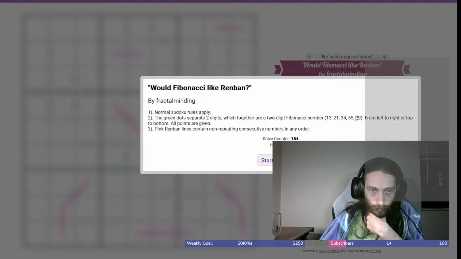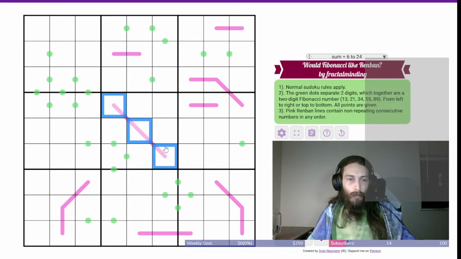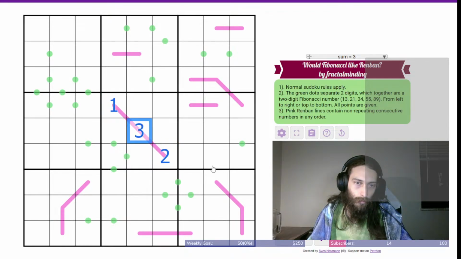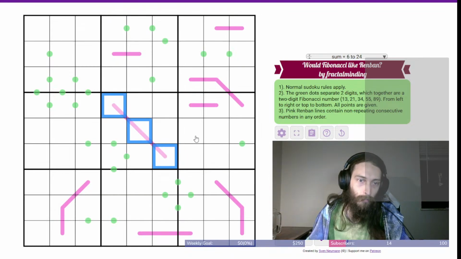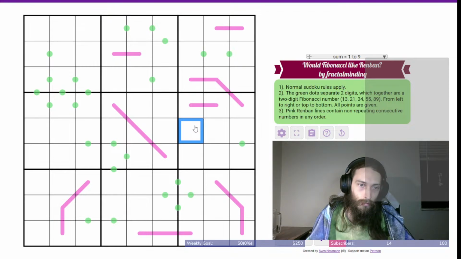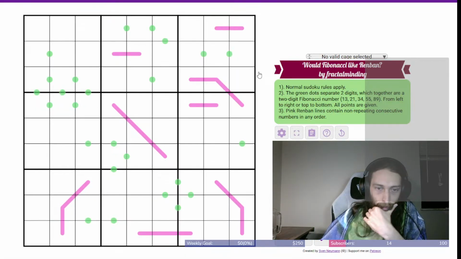And then, what is a Renban line? If you take a look at these three, they could be the set of 1, 2, and 3. They could be 2, 3, and 4. They could be 3, 4, and 5. Just in any order, as long as the whole group is a consecutive set. I think that is going to be all of the rules. So, go ahead and restart here, and begin.